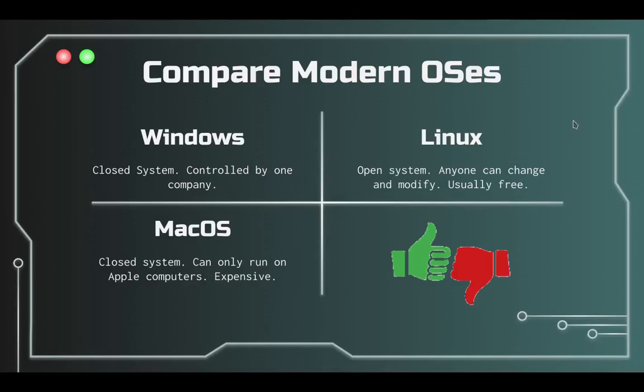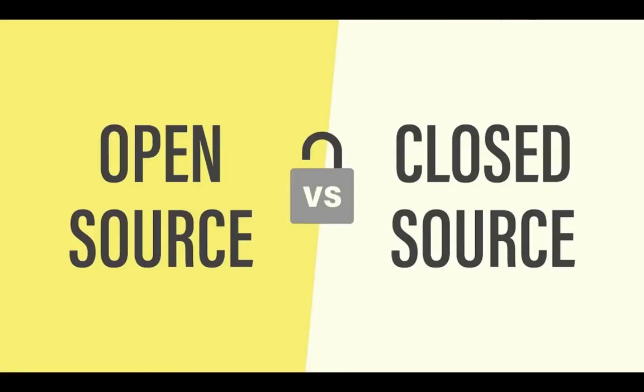But what are some differences between these OSs, right? Well, I described some of these. Windows and Mac have a closed system. You can't go in and modify them, right? They're controlled by one company. Mac actually controls everything, the hardware and the software, and it's expensive.